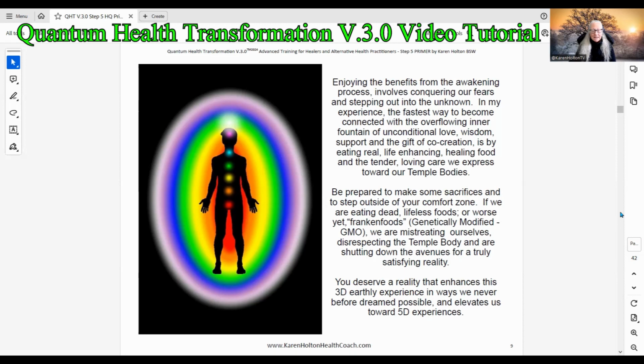If we are eating dead, lifeless foods, or worse yet, frankenfoods, that's genetically modified or GMO, we are mistreating ourselves, disrespecting the temple body, and shutting down the avenues for a truly satisfying reality. You deserve a reality that enhances this 3D earthly experience in ways we never before dreamed possible and elevates us toward 5-dimensional experiences.